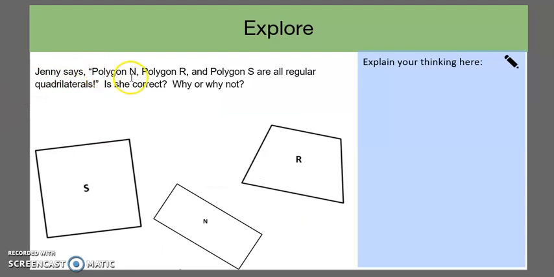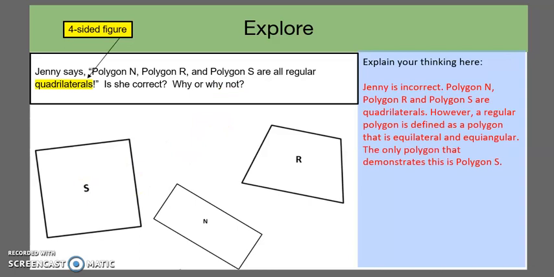Jenny says polygon N, polygon R, and polygon S are all regular quadrilaterals. Is she correct? Why or why not? Pause the video, think about how you might answer this, and we're going to compare your answer to the one on the next slide. Okay, so here we go. Here's a sample response that we can look at.